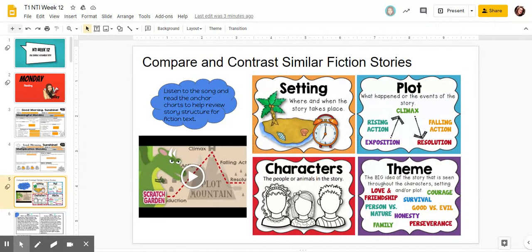So some theme examples could be love and friendship, person versus nature, survival, courage, good versus evil, honesty, family, perseverance. So the theme is kind of just that underlying message. It can also be called the moral of the story or the central idea. They're all pretty synonymous to each other. They all mean about the same thing.